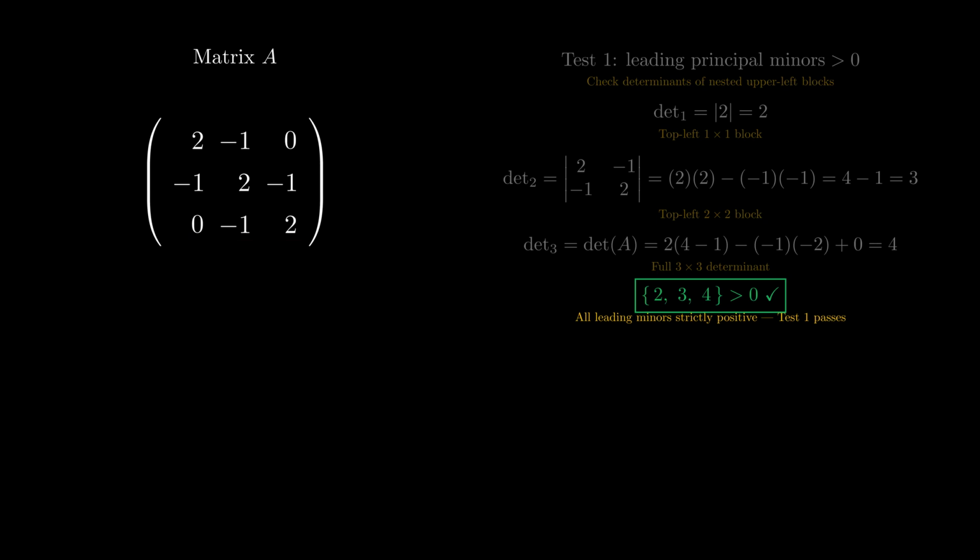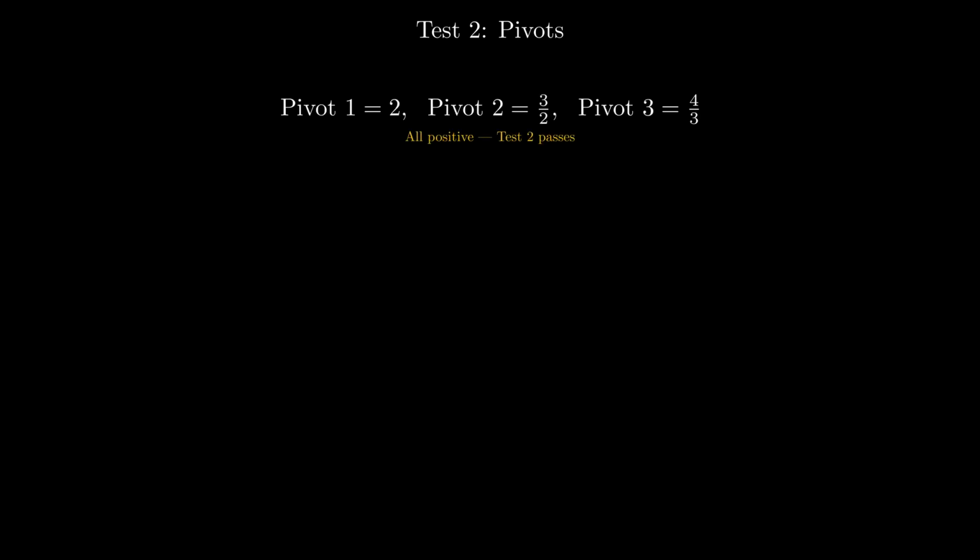The first test passes. Notice the pattern. Each determinant grows, and the ratios 2/1, 3/2, and 4/3 will reappear in just a moment. Test 2. The pivots. Running elimination on matrix A produces 3 pivots, 2, 3/2, and 4/3. All positive, so the second test passes.